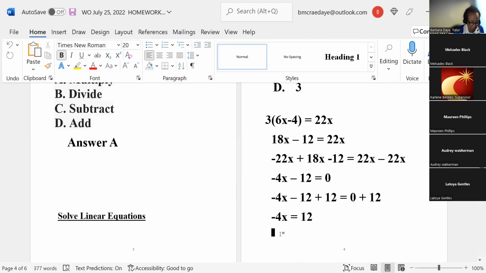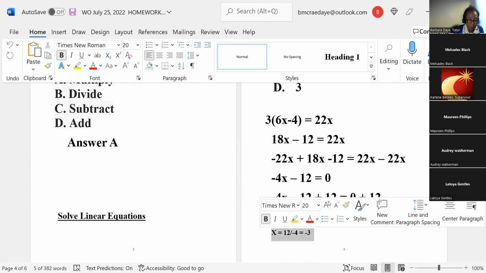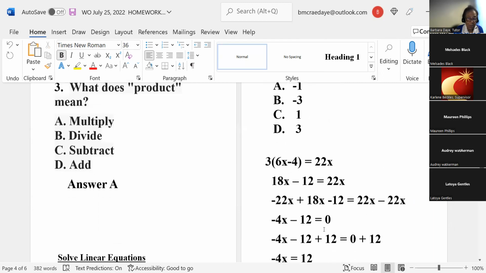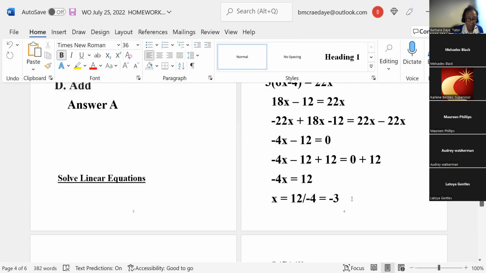So that's B. That's right. You take the x and divide, and take the minus 4 into the 12. 12 divided by minus 4, and that's equal to minus 3. And that's what Latoya said. Okay, let's just make that bigger. Okay, and minus 3 was what, B? Yeah. Answer B.